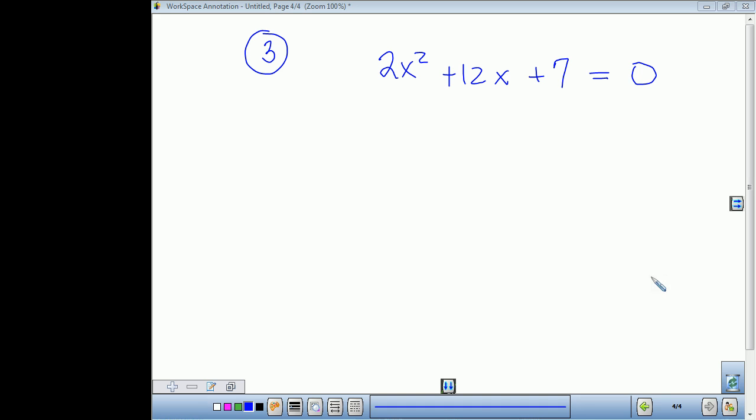Okay, so today we're learning to complete the square when we have a leading coefficient. Step 1 is always the same. Move the constant to the other side.